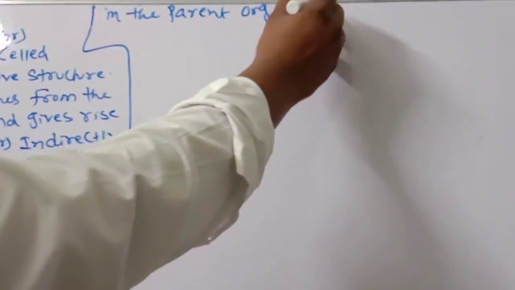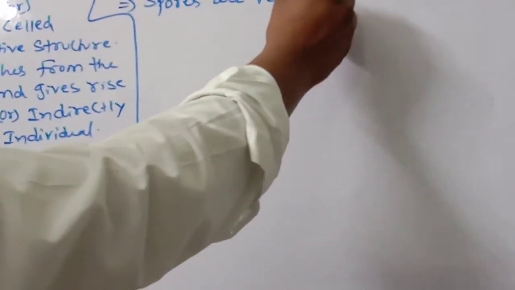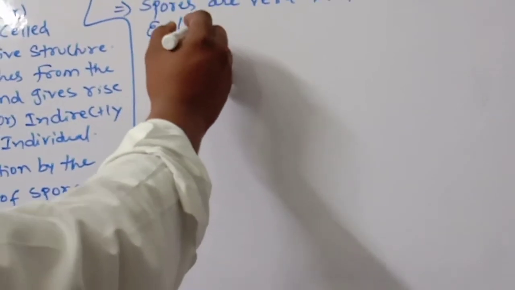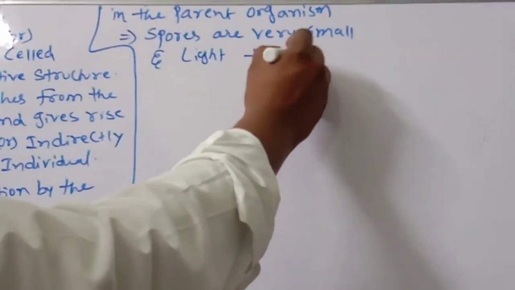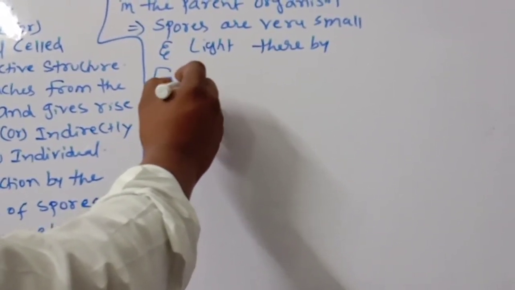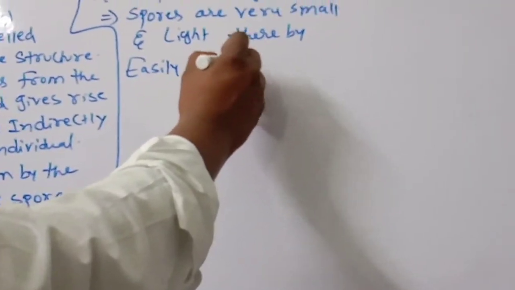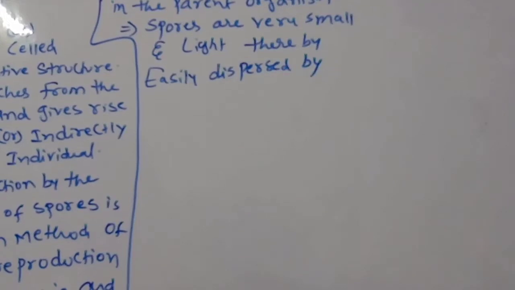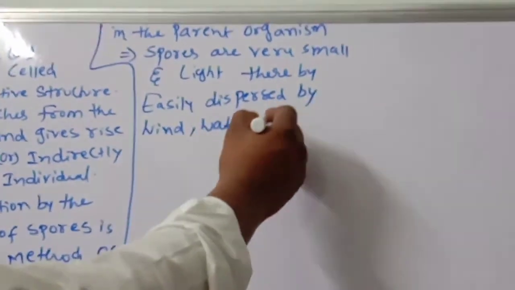This one, very important. Parent organism. Spores are very small, generally very small, and very light, thereby easily dispersed throughout the surroundings by wind, water, and animals.